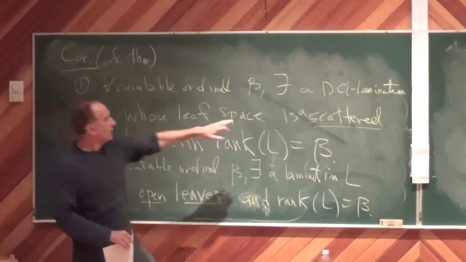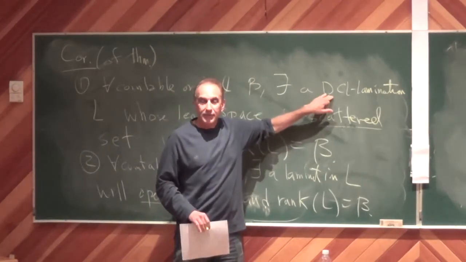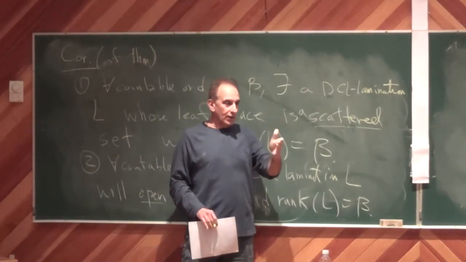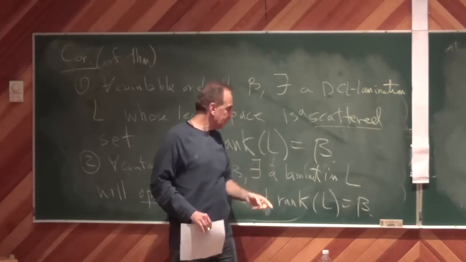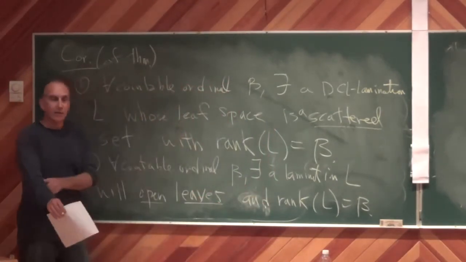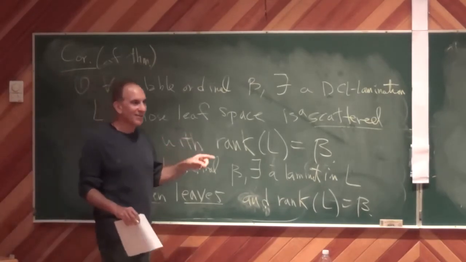So when you take the derivative of a DCL lamination, since all the closed leaves are isolated, you're throwing out all the closed leaves, you're left with open leaves. So you get 2 from 1. You get 2 from 1.